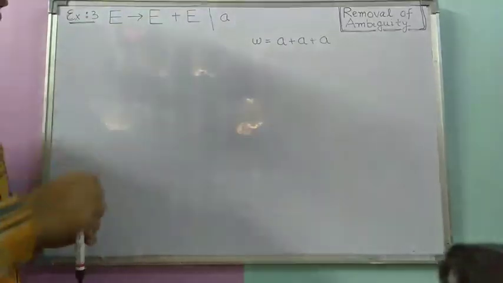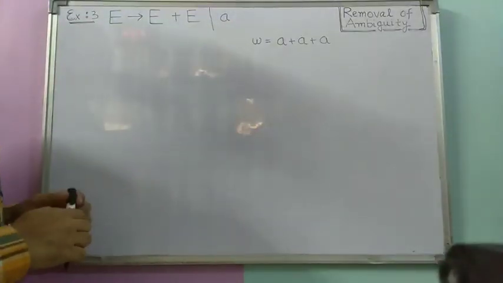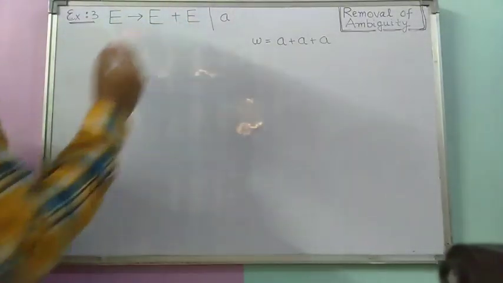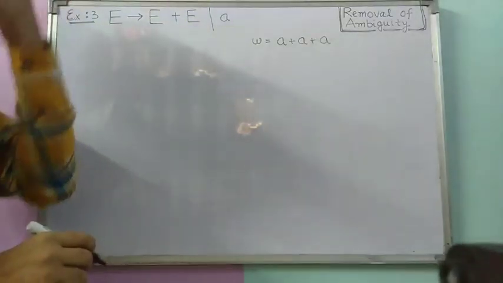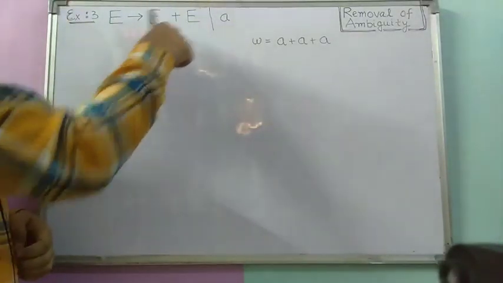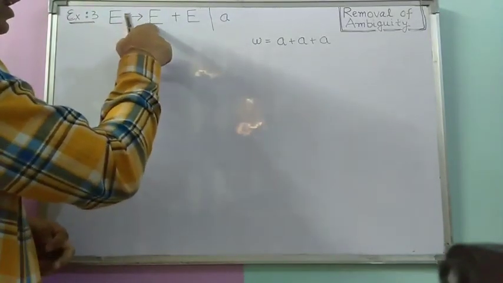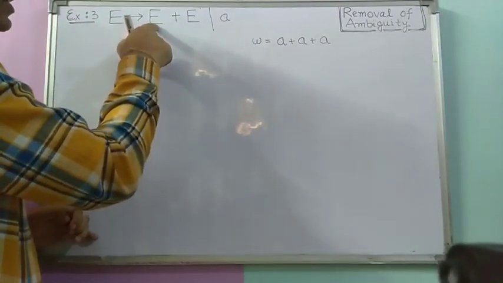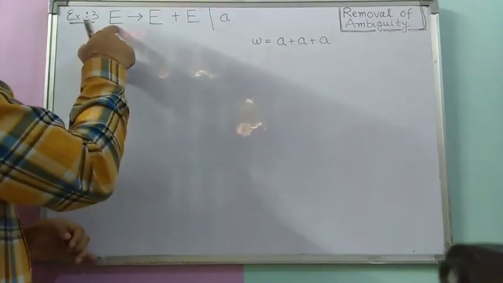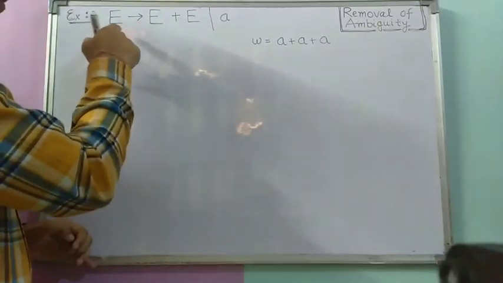If we carefully look at the productions, we see that in this production we have the presence of both left recursion and right recursion. Why is it left recursion? Because in this production the leftmost symbol is the same variable which is on the left hand side. So that's why it has left recursion.